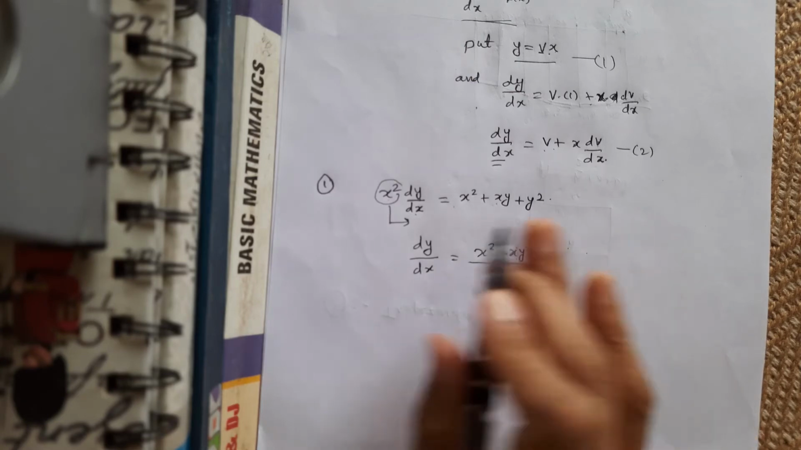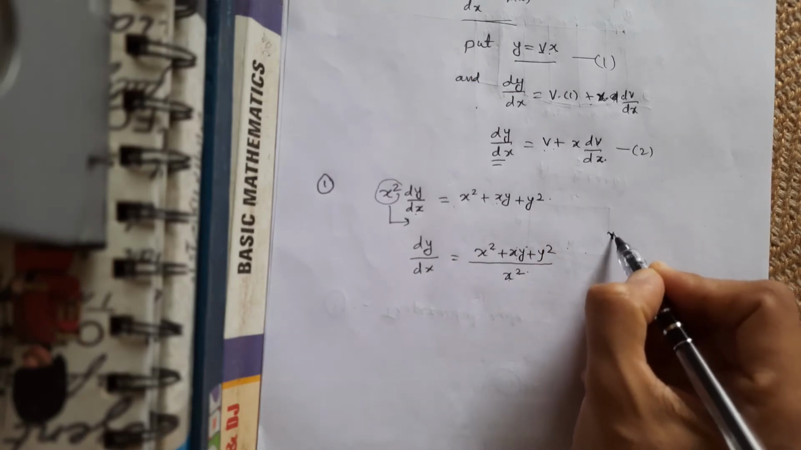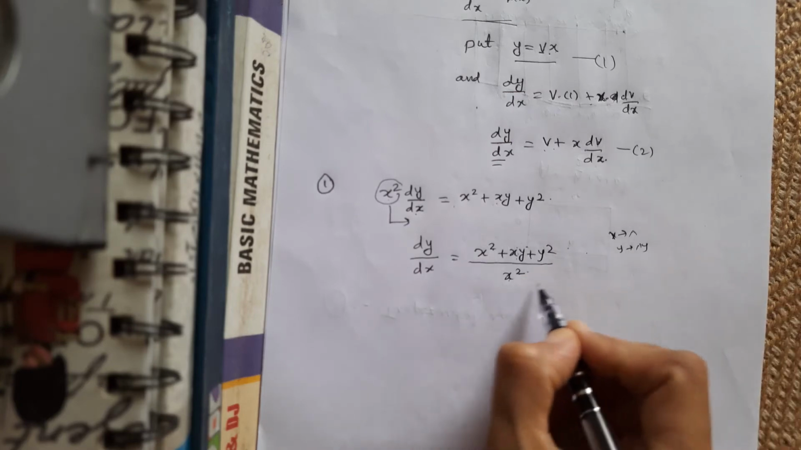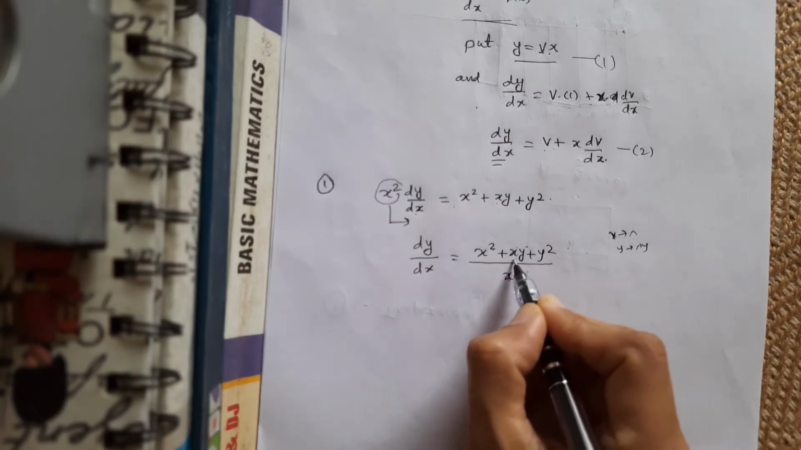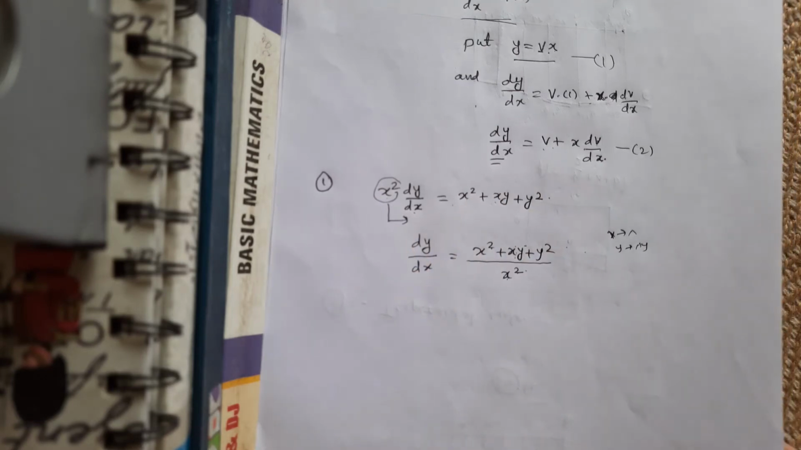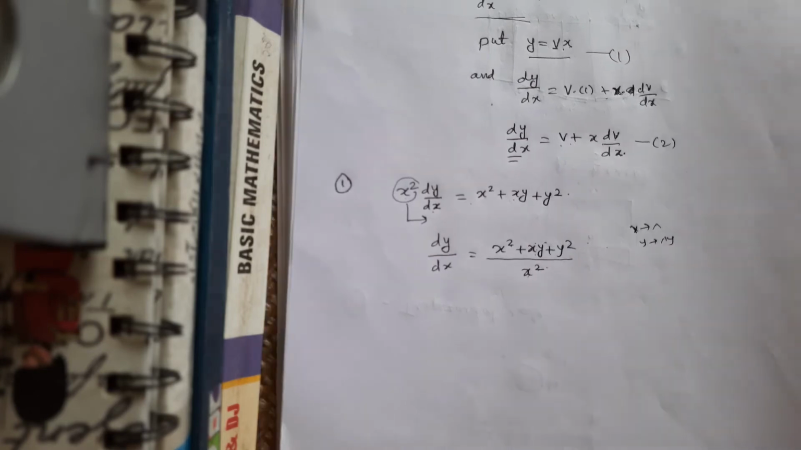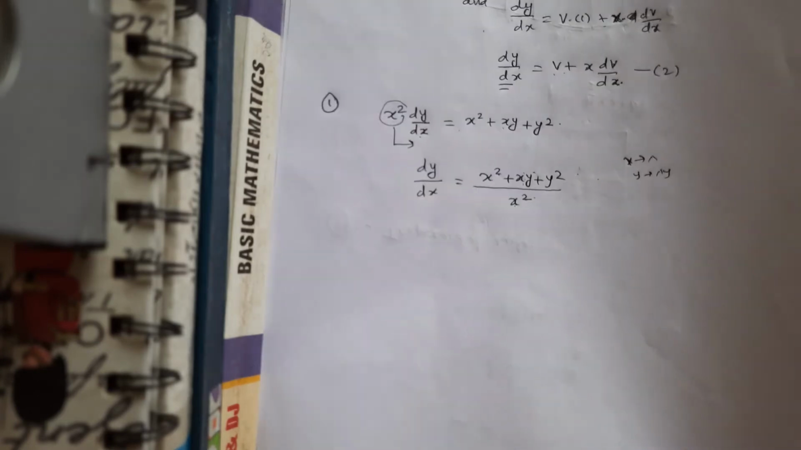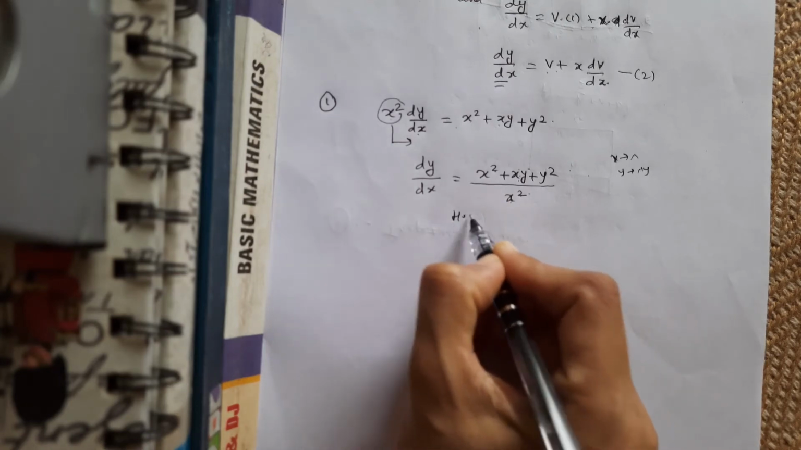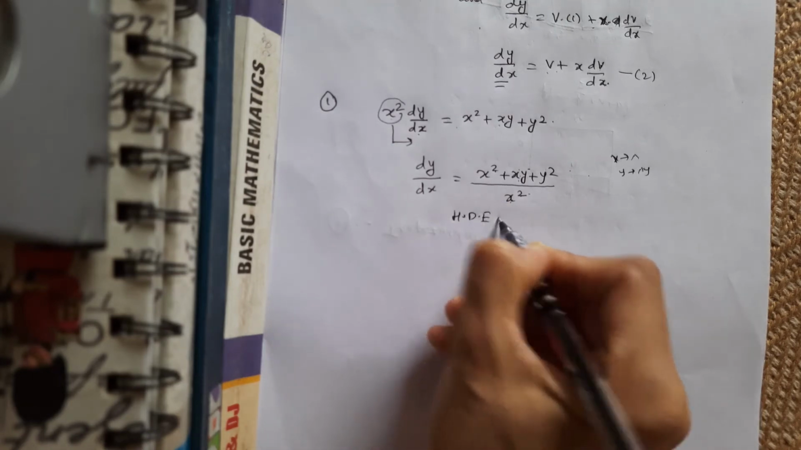That's how we identify it. Or simply replace x with lambda x, y with lambda y, and check whether you get the same term again with some separated or cancelled lambda, whatever it is. So this is the homogeneous differential equation.